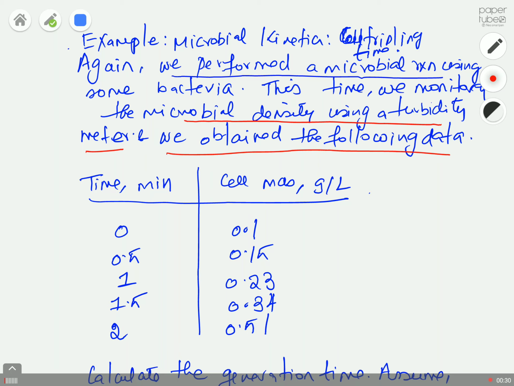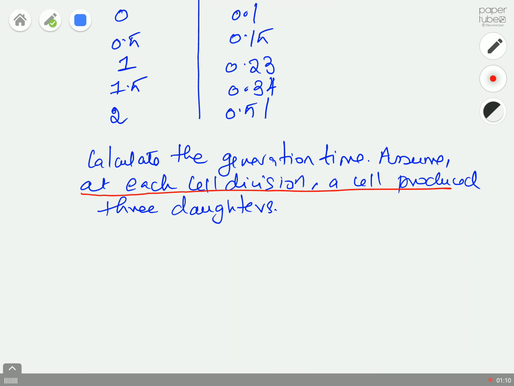Earlier we solved some problem where I gave you the Monod kinetic constants. From the Monod kinetic constants you obtained the specific growth rate, and from the specific growth rate you calculated the doubling time or tripling time, whatever. Now we have time versus cell mass, and with this type of data you need to calculate the cell doubling time, or we can call it the cell generation time. Actually, not even doubling time, we are going to calculate a tripling time, because we assume that at each cell division a cell produces three daughters.